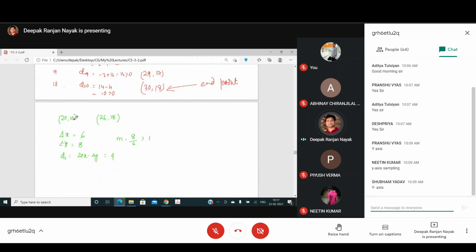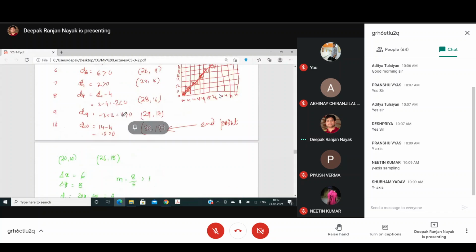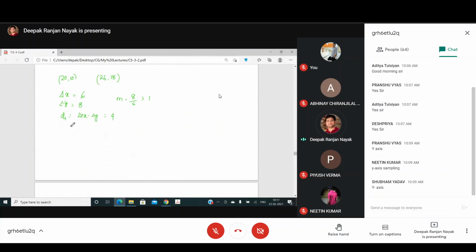Now we have to find the pixel points in between these 2 points based on this d1 value, and you know how to calculate it, right? So try to find out all the values: i, di, and x comma y, the pixel value. The pixel values are either xi, yi plus 1. The y value will always increase by 1 because del y is greater than del x, or xi plus 1, yi plus 1.